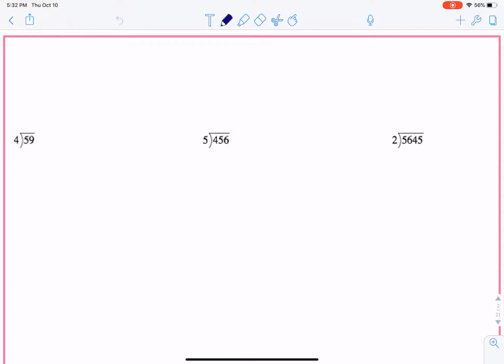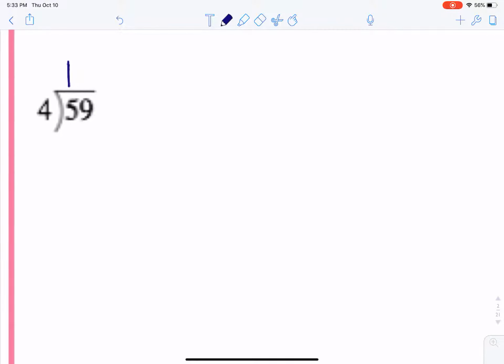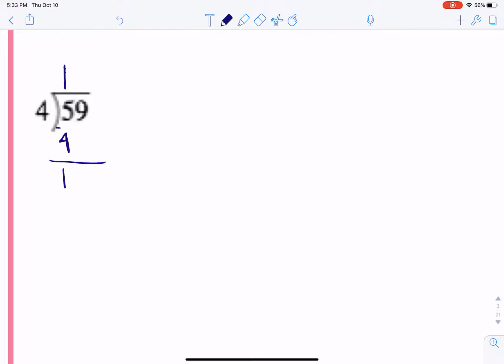The first thing I want to do is look at this 4 and say how many 4s are in 5, and I know there's 1. So we'll zoom in a little here. 1 times 4 is 4. I can subtract and get 1. I'll bring down my 9. We're really throwing it back here, really kicking it old school.